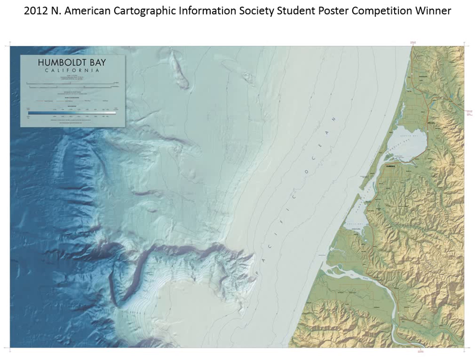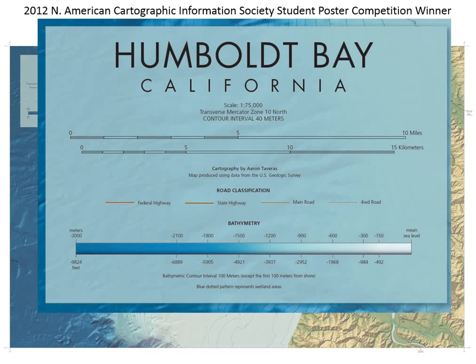This map was created by an undergraduate and submitted for a competition, and won the 2012 North American Cartographic Information Society Student Poster Competition. It's from Humboldt Bay. This person put a lot of time and energy into this map. This is just the title and legend, and you could look at this for 20 minutes and just appreciate what was done to make this. The choice of the font is just beautiful. The color decisions make it a very nice looking map, and you can just tell this map should be hung up in a museum someplace.